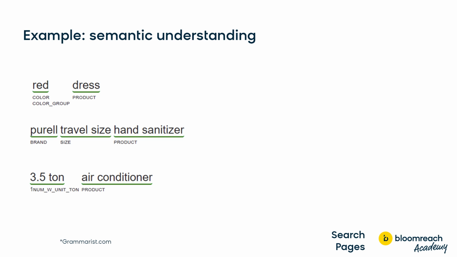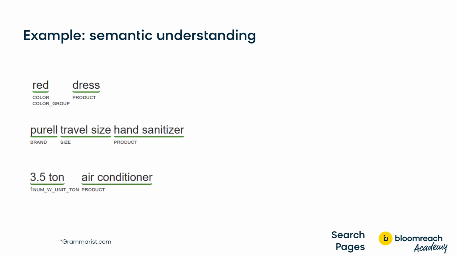So consider the query red dress. Bloomreach understands that red is an attribute of color and dress is the product. And when Bloomreach returns products, then it'll find all the product results that match for dress and the color red and any synonyms of red. And I'll explain that also in a follow-up slide.